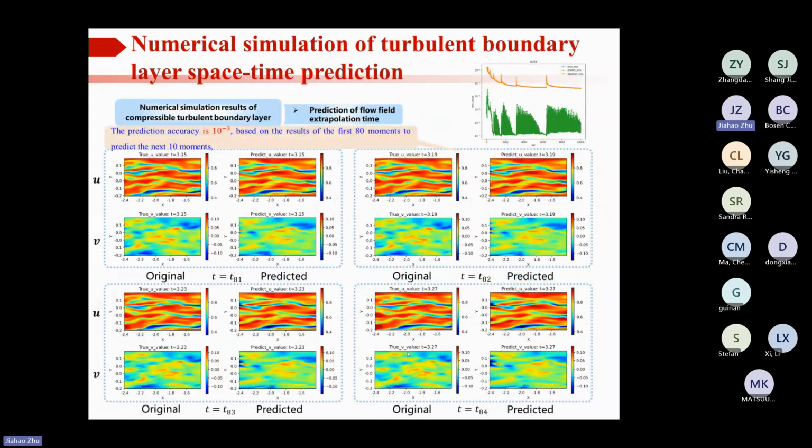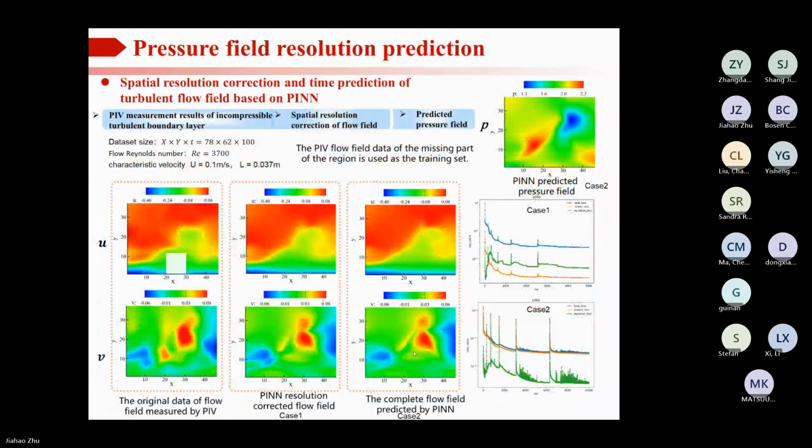In addition, the time prediction of the turbulent flow field is also carried out based on the results of the first 80 moments and the last 10 moments. The prediction accuracy is also good by analyzing the loss curve. Next, we predict the time and space of the PIV measurement result of the turbulent flow field.